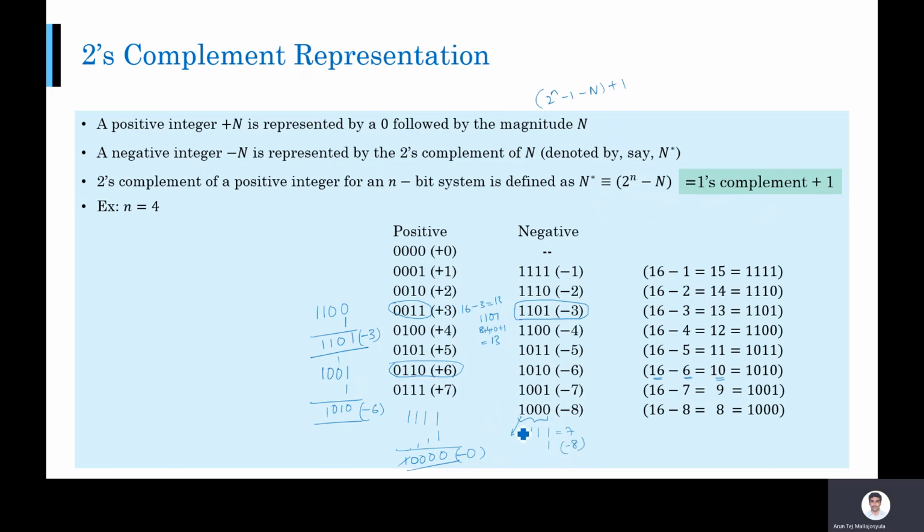1 is telling you that it is a negative number. So you can check this. 1, 1, 1 plus 1. You get 1, 0, 0, 0, which is minus 8. So 1 is telling you that it's a negative number. And so this bit combination can be used to represent minus 8, which could not be done with your 1's complement representation or sign and magnitude representation.